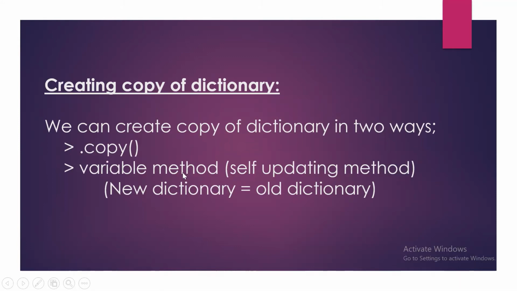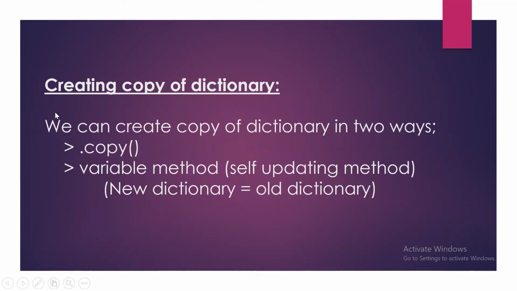That is, if we create a copy using this variable method, any changes made in the original or old dictionary will automatically be updated in the new dictionary. Whereas if we create a copy of a dictionary by using the copy function, any changes made in the original or old dictionary will not be updated in the new dictionary or the copy of the dictionary. So let me repeat it again. We can create a copy of a dictionary in two ways.